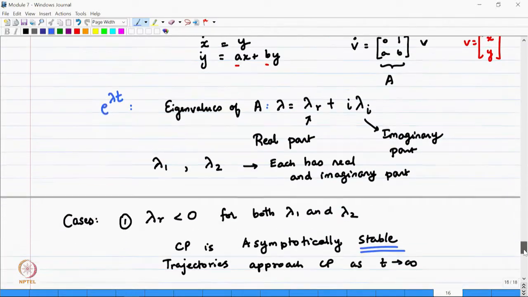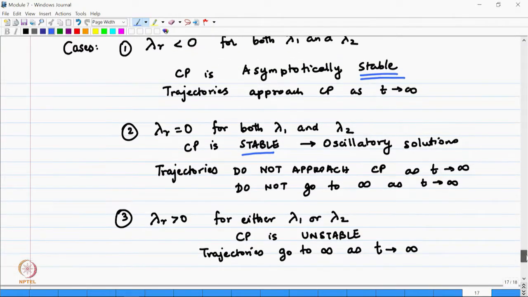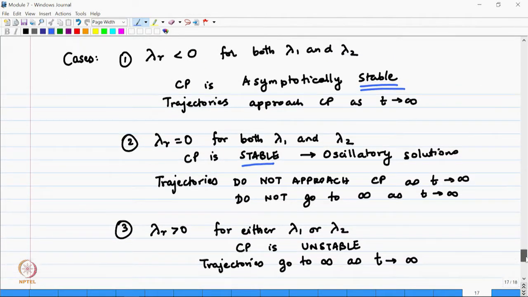Now the third case is if the real part is greater than 0 for either lambda 1 or lambda 2. This could happen in two ways. It could be that both lambda 1 and lambda 2 are real, but one of them is greater than 0, one of them is less than 0. That is one possibility. The other possibility is that lambda 1 and lambda 2 are complex. If they are complex, then they have to be complex conjugates of each other, but their real part is greater than 0.